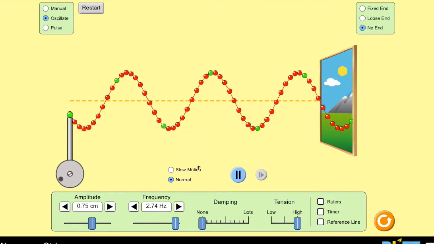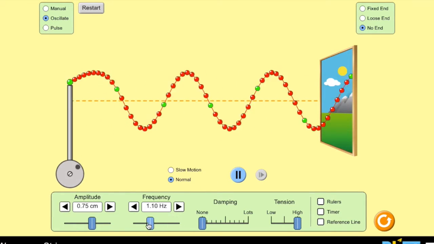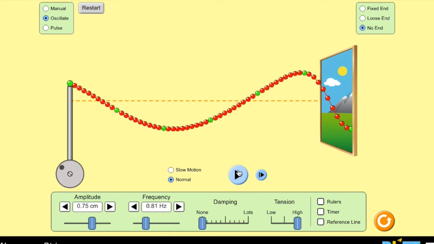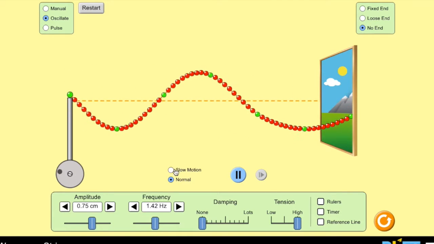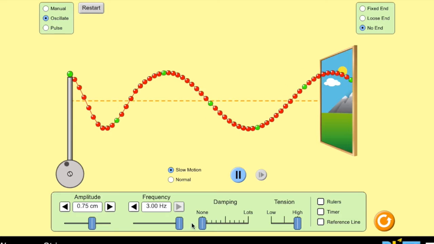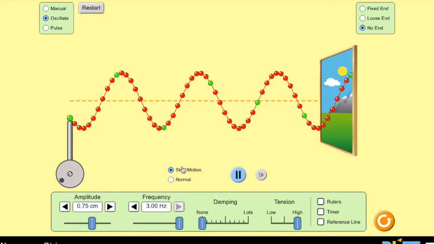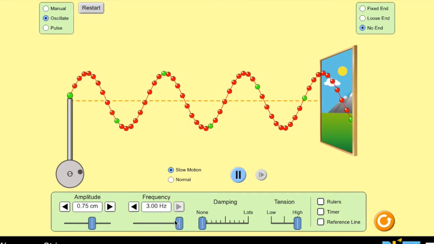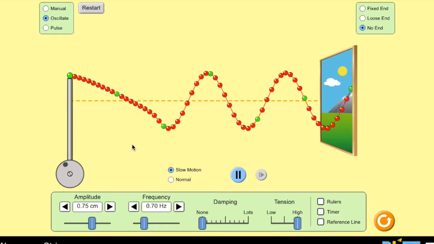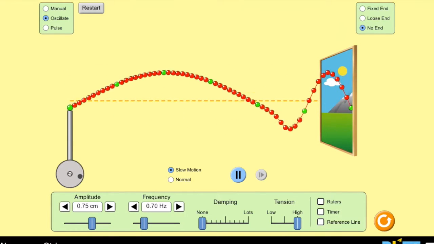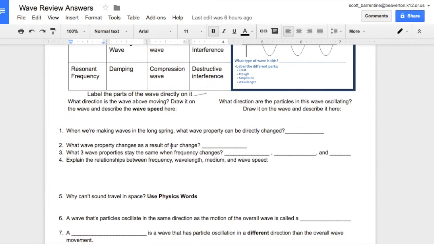Now what changes as a result? You might have just seen it. Here's a high frequency, here's a low frequency. We can see that we've got different wavelengths, right? With a high frequency, they get really close together. With a low frequency, it gets much further apart. The wavelength gets much bigger. So, what wave property changes as a result of our change? Wavelength. In this case, it was frequency.